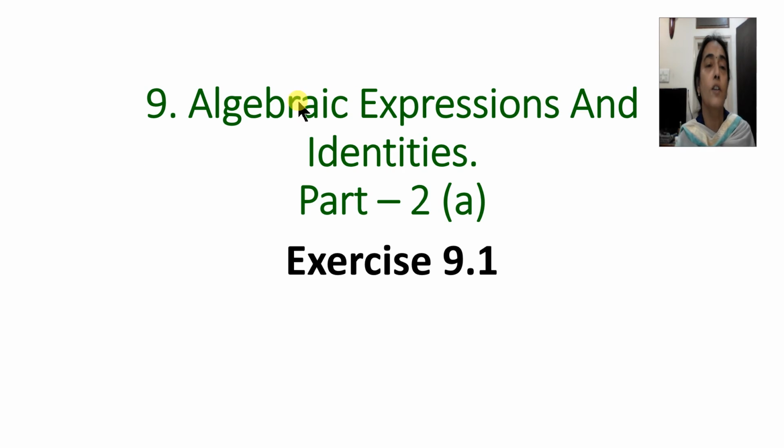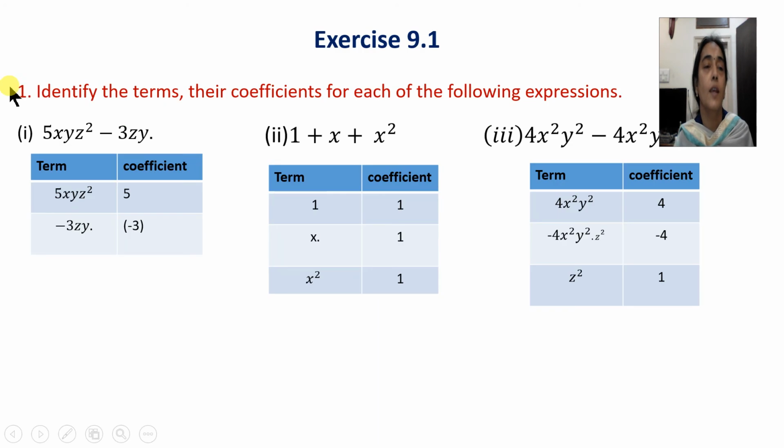The first question of the exercise is identify the terms, their coefficient for each of the following expressions. So you are given different expressions, and for each expression you have to identify how many terms are there, which are they, and what are their coefficient. So for each expression we will make a table, and in that table consists of two columns, one with the heading term and another with the heading coefficient.